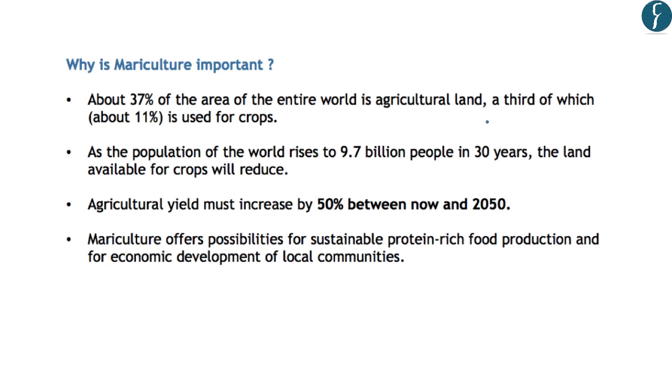Now, why is mariculture important? The article highlights the various issues with agriculture in the present times. It highlights that about 37% of the area of the entire world is agricultural land, and about one third of this land is being used for cultivation of various crops under agriculture. It further highlights that the world population will rise to about 9.7 billion in about 30 years, and the land available for crops will further reduce. So, to keep up with the population pressure and to feed these mouths, the agriculture yield will have to increase by 50% till about 2050. It is with this background that mariculture offers possibilities for sustainable protein-rich food production, and it also offers possibilities for economic development of local communities.